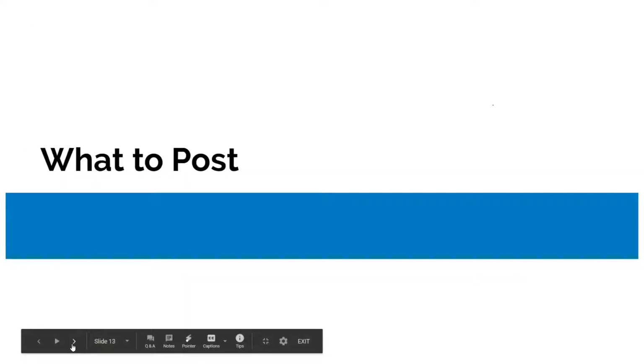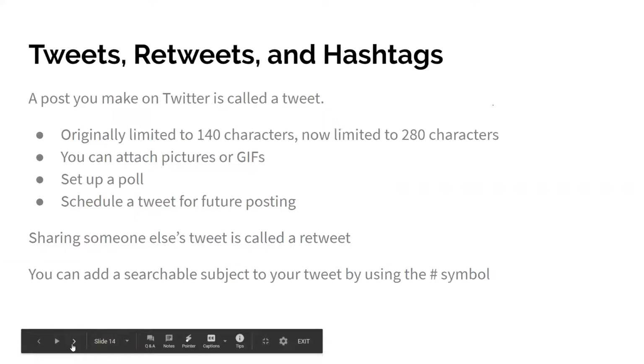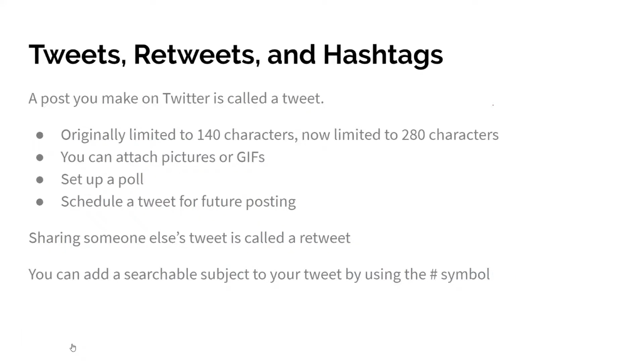All right. So let's talk a little bit about what in the world to post. You have this, what are you going to do with it? So the first main thing, tweets and then retweets and how to use hashtags. So a post you make on Twitter is called a tweet. It was originally limited to 140 characters, so that includes punctuation and space between words. But now they upped the limit to 280 characters.